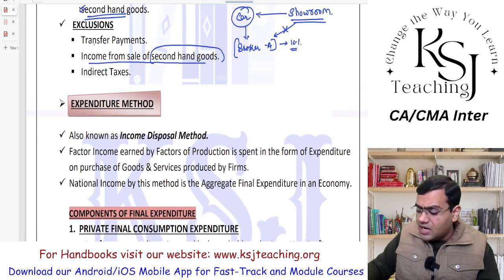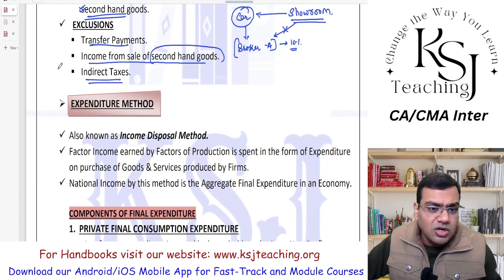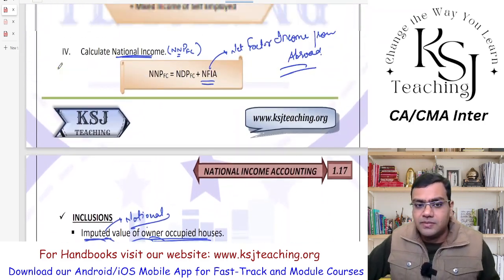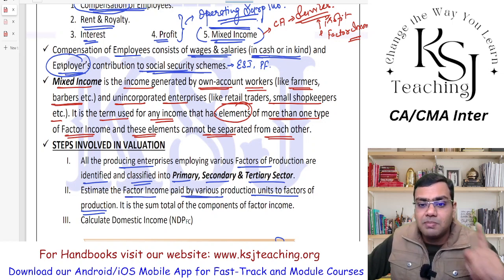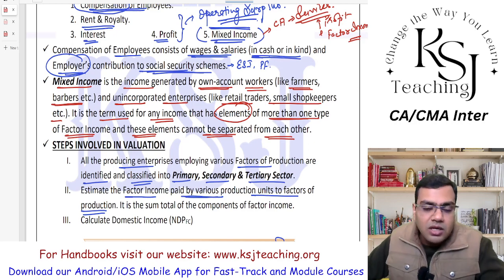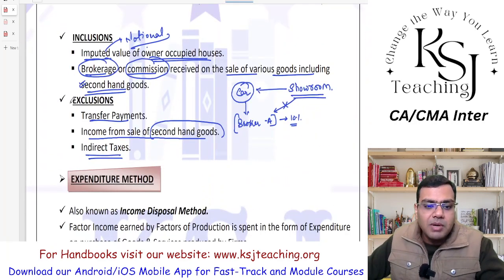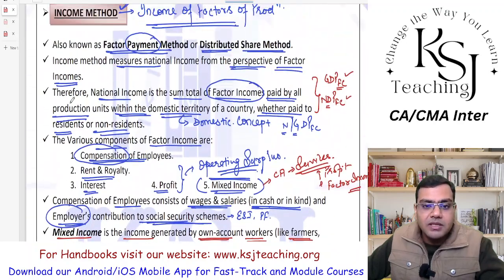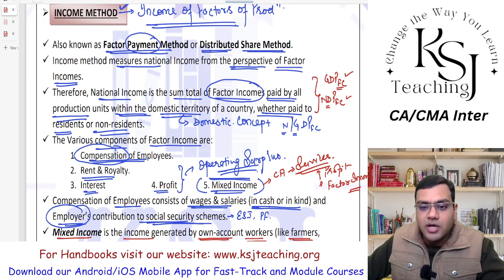Transfer payments are anyhow not included in the national income. Indirect taxes are not a part of the factor cost, therefore not to be included. I have already told you that indirect taxes are not a part of your factor cost, so if it is not a part of your factor cost, why will you include it? You will not include it. Clear? So this is all about the income method, from the viewpoint of the income of the factors of production.